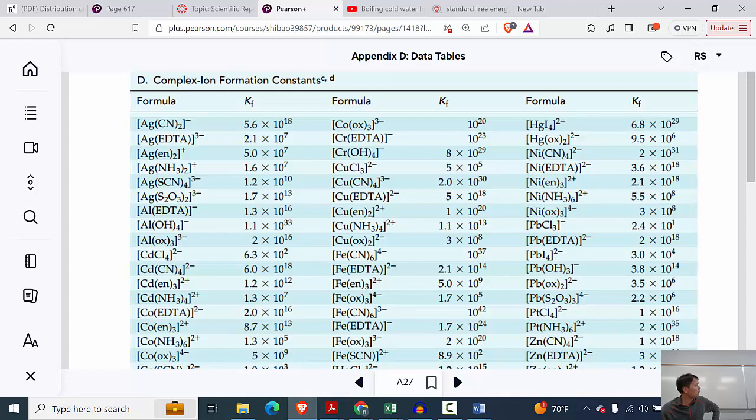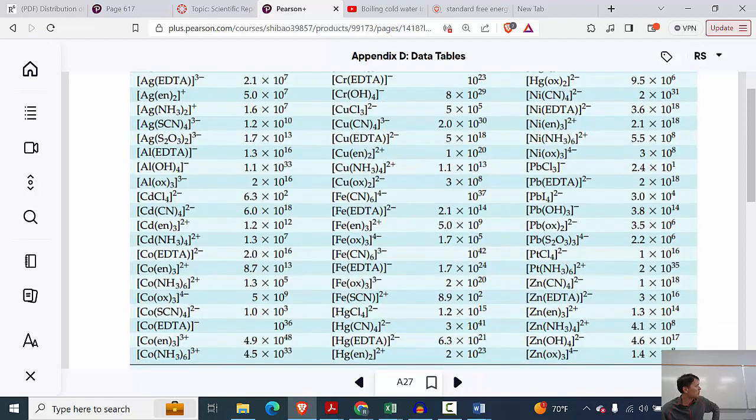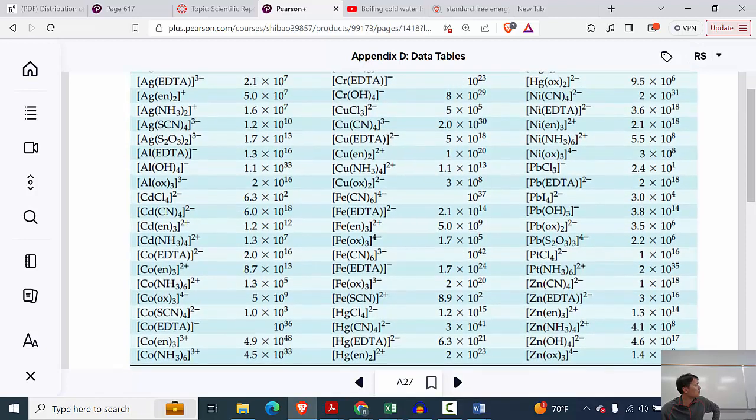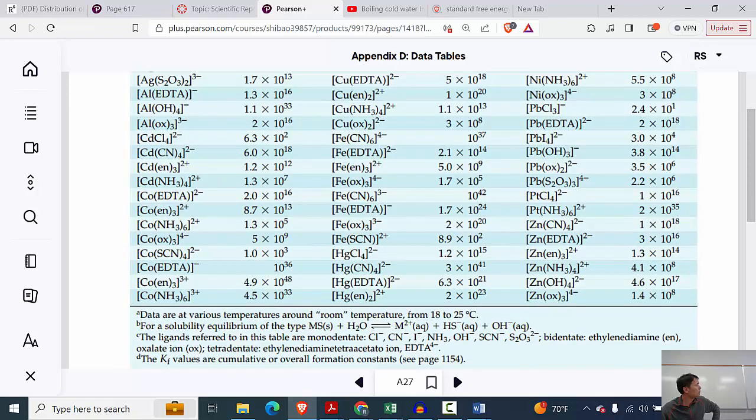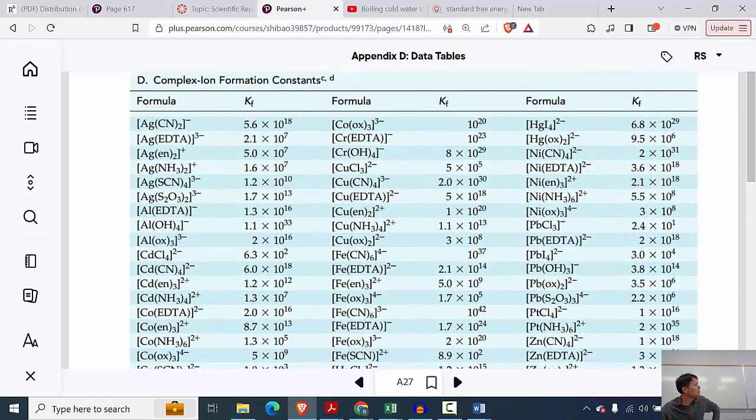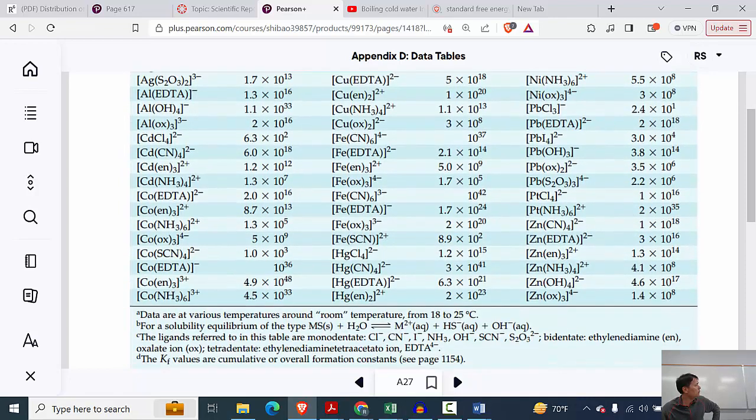Aluminum, coordination number 6. Here, coordination number 6. Here, coordination number 4, the tetrahydroxido. So 2 different ones. Cadmium, etc. And so these are some common complexes here. And we don't see gold there, unfortunately. We don't see gold.